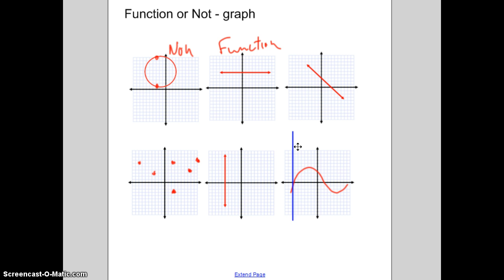This one, function. Follow along. It only touches that blue line once. Okay, so you have non-function. This one is a function. This one is a non-function. This one's a non-function. And this one is a function. Okay, hopefully that's easy enough for you.